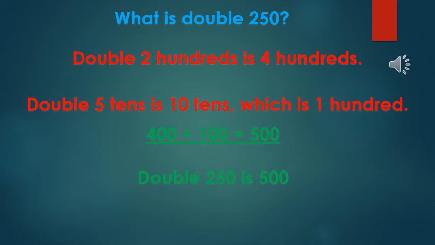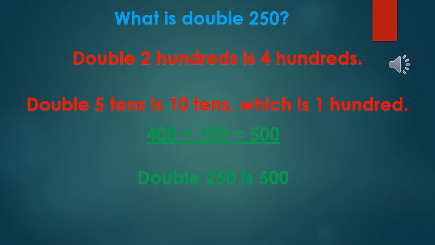Now, if we double 2 hundreds, we get 4 hundreds. That is 2 plus 2, which is equal to 4. Now, let's go to the tens place. We have the digit 5 in the tens place. So when we double the digit 5, 5 plus 5 gives us 10. Now 5 tens doubled is 10 tens. Now how much is 10 tens? 10 tens make 100. We saw this in the lesson of place value.